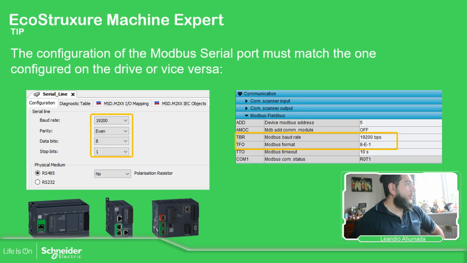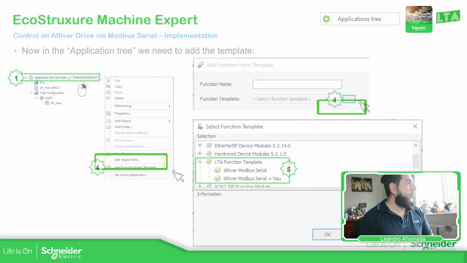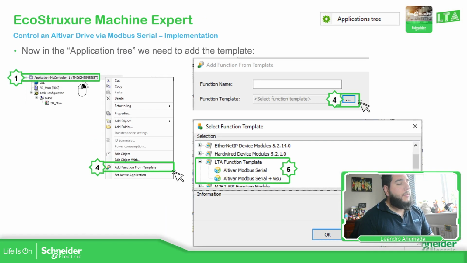So this is it. This is what I want to show you. Okay, so now in order to add this template, we have already installed everything and added. We just need to right click in one part of the application tree in our application controller, and then add function. So let me just show you this.